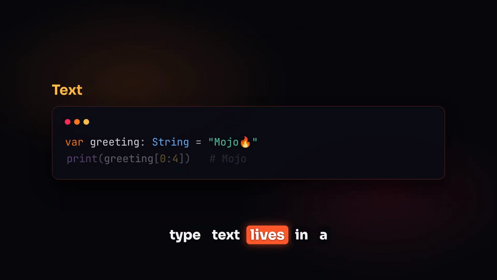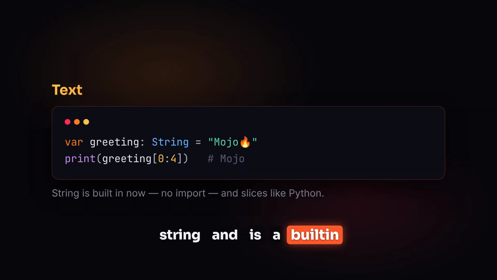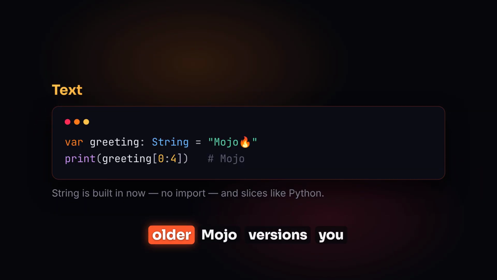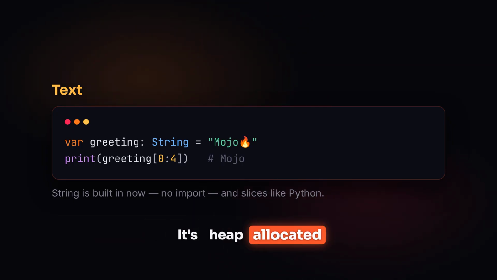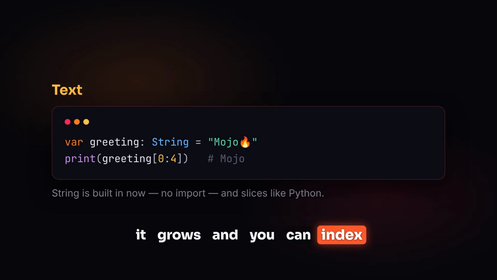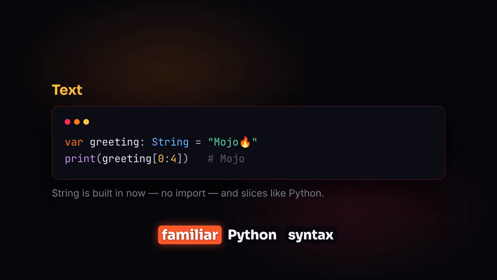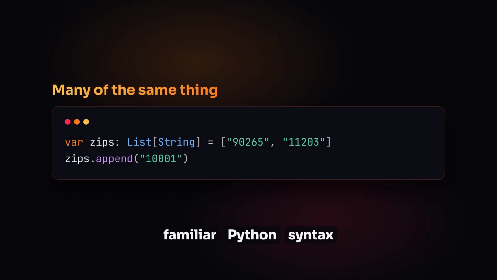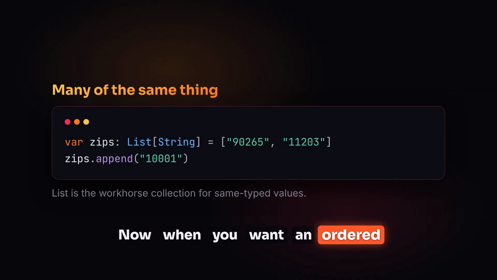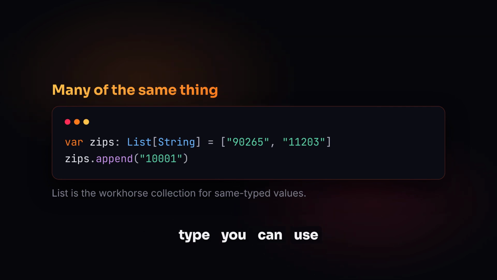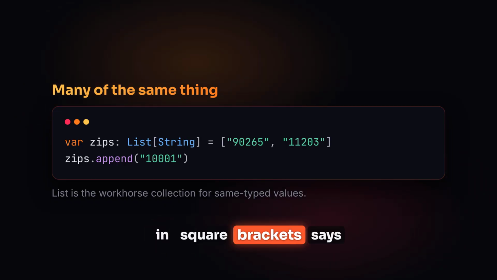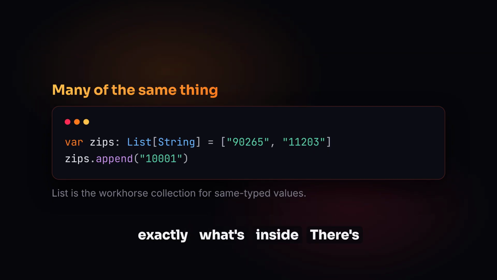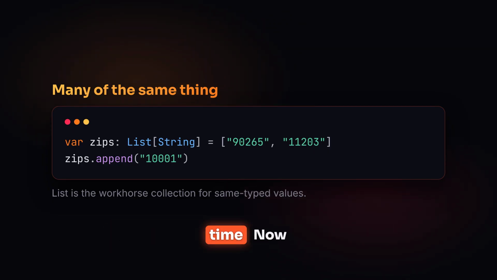Text lives in String, which is a built-in type now, so unlike older Mojo versions, you don't need to import anything here. It's heap allocated and it grows, and you can index and slice it with familiar Python-style syntax. When you want an ordered, growable collection of one type, you can use List. This is Mojo's workhorse collection. The part in square brackets says exactly what's inside. It's a parameter known at compile time.